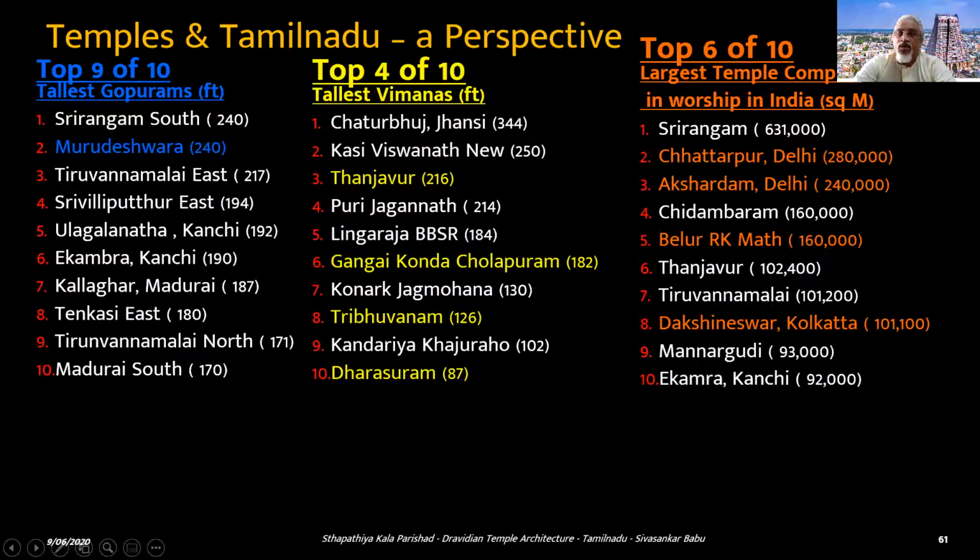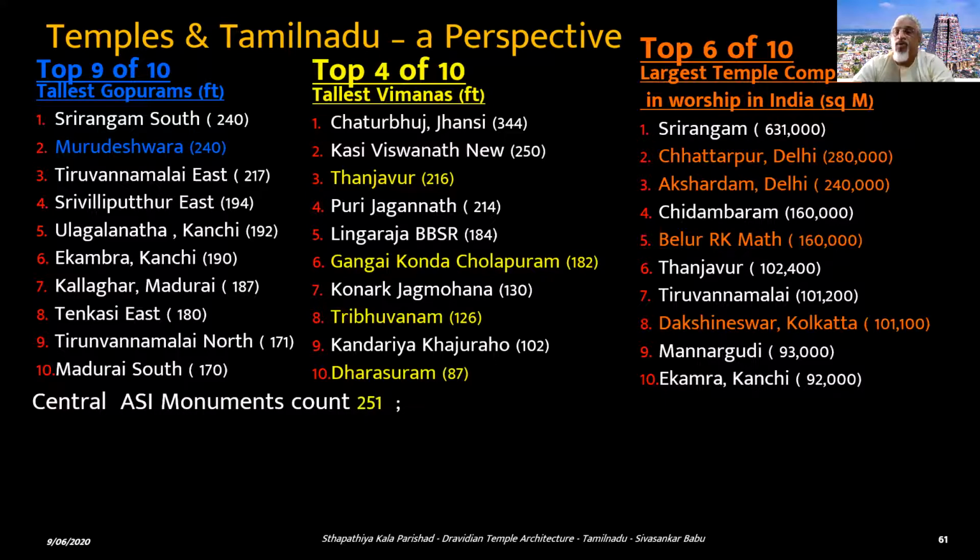If you see this, Chhatarpur and Akshardham are very recent developments. Belur Math has been existing for some time, and Dakshineshwar is the only other big complex which is outside Tamil Nadu. If we discount Hampi, which is a temple town by itself with a huge collection of temples. So this is in terms of quality of the temples or the greatness of temples.